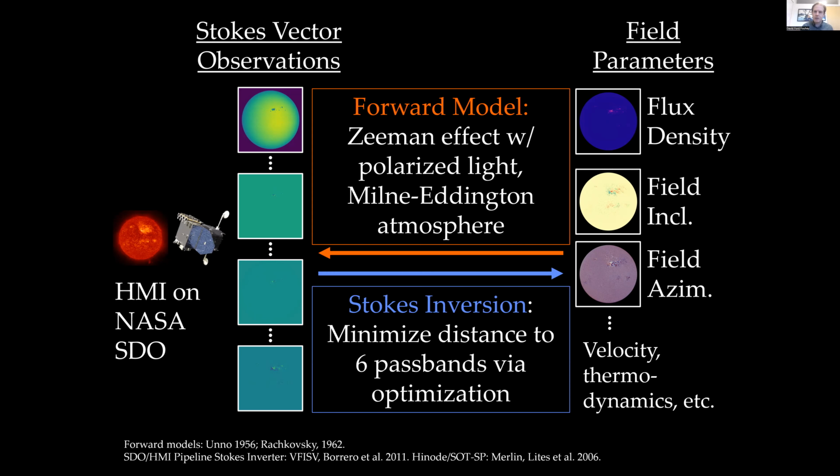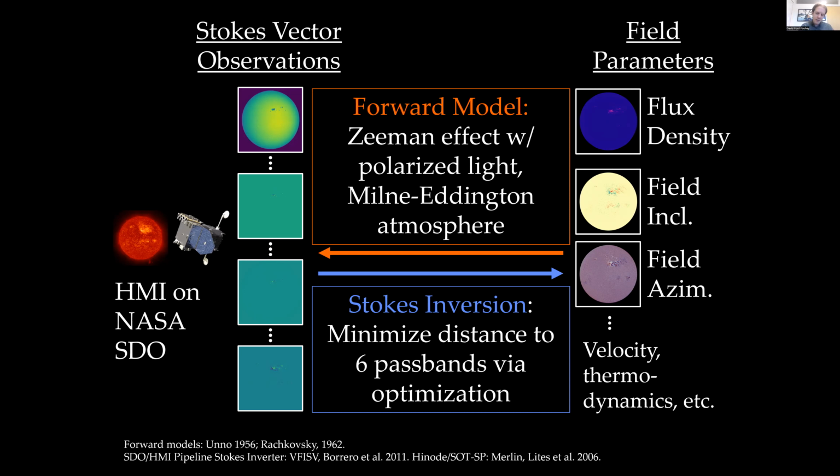The idea is that you do what's called a Stokes inversion, where you try to figure out what magnetic field best explains the observations that you do have. You can minimize the distance to the observations using an optimization technique, typically some sort of standard nonlinear least squares approach. Different instruments, of course, observe different light, and so they will have a different inversion.